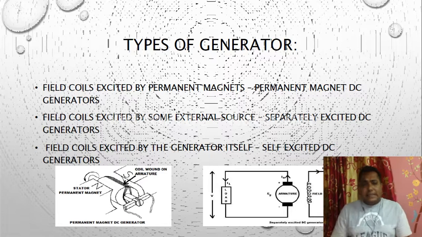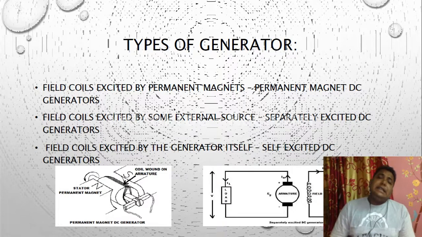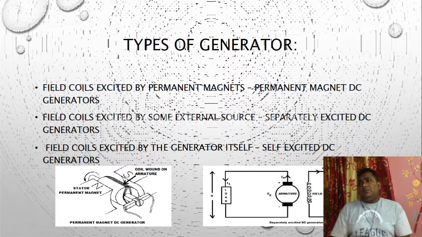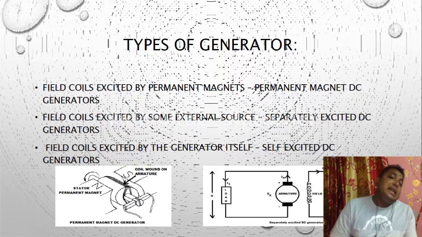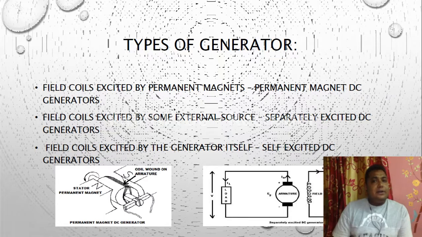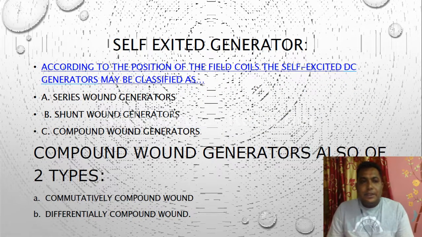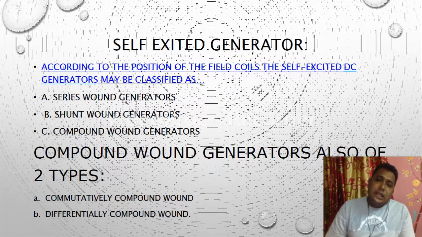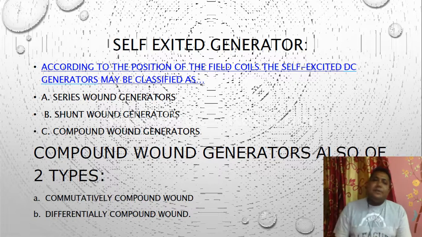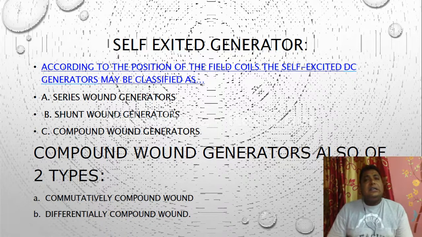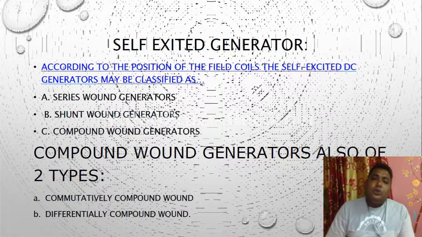Now inside this, the self-excited machine, that is where the field winding and armature winding both are excited by the same source, can again be classified into three categories. What are the categories? Let us check. According to the position of the field coils, the self-excited DC generator may be classified as, already we have discussed, just briefly I'm discussing here: the series wound generator, shunt wound generator, and compound wound generator.